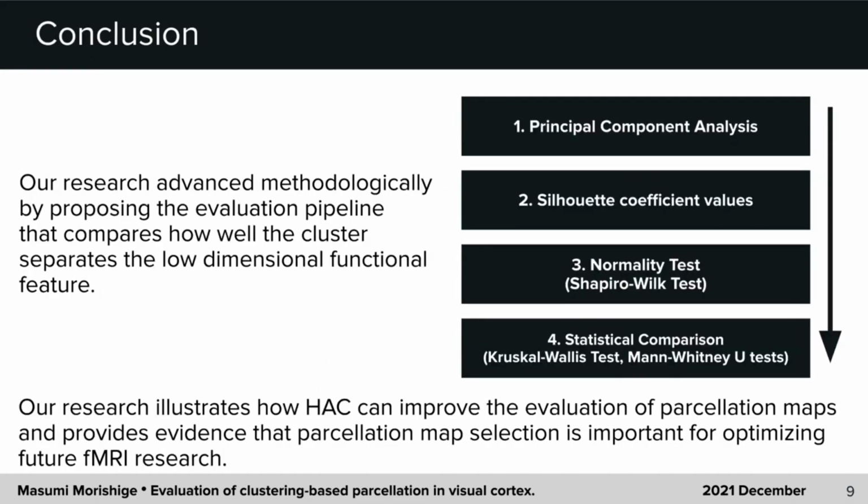In conclusion, our research advanced methodologically by proposing the novel evaluation pipeline, as shown in the flow on the right-hand side. Also, for a scientific advance, we illustrated how HAC could improve the parcellation maps and also suggested the importance of parcellation selection in future fMRI research.